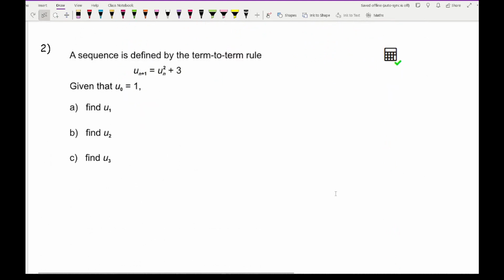Then moving on to question 2, it says a sequence is defined by a term-to-term rule, and here we've got another rule. So again, just rewriting that so it's a little bit clearer on the screen. It says U_(n+1) equals U_n squared plus 3. So again, if you want to, you could put brackets around that. So for A, my U0 value is 1.